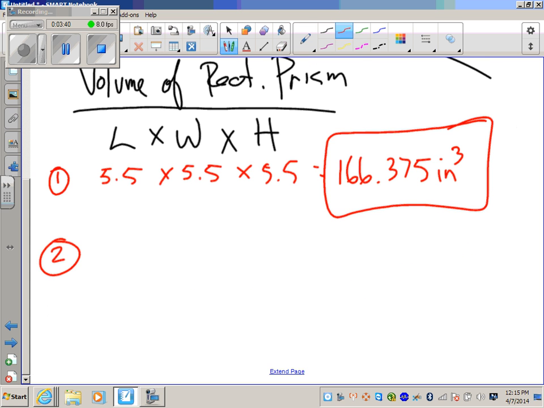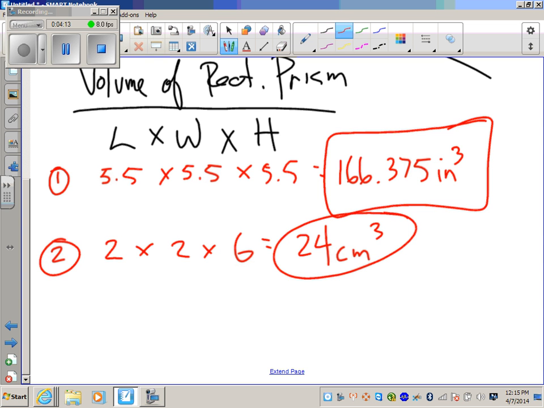Try number 2. Doesn't matter what you call length, width, height. Humor me though, what did you call length, width, height? Key, what was the length? Width, height, and you came up with 24 centimeters cubed. Okay. Any questions on rectangular prisms? Rectangular prisms, volume is about as simplistic as a formula can get.